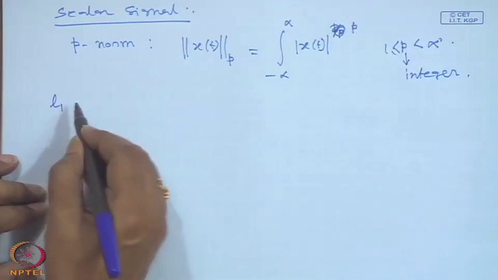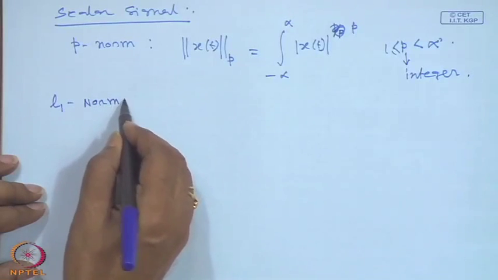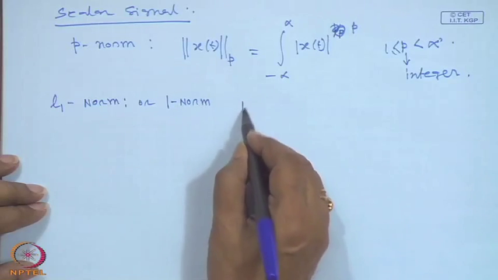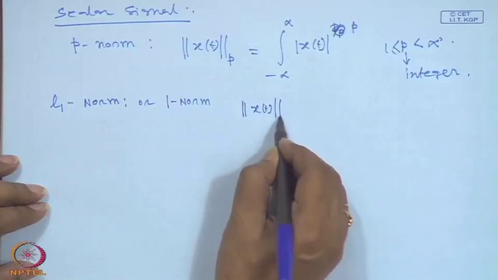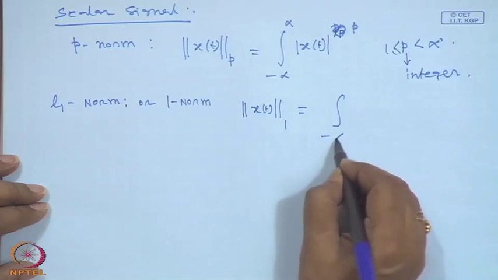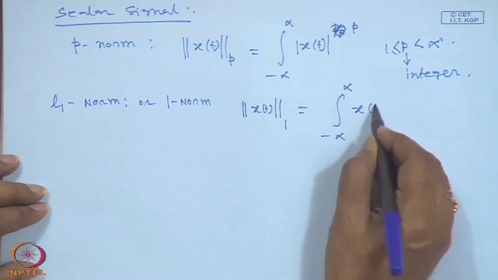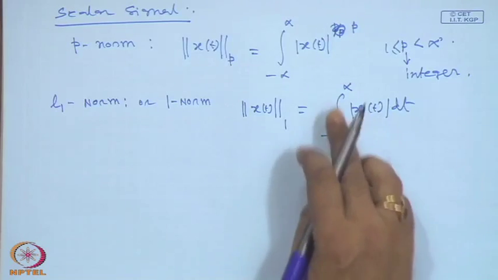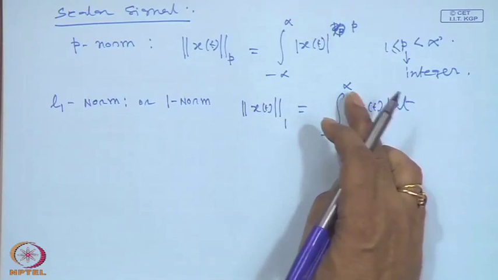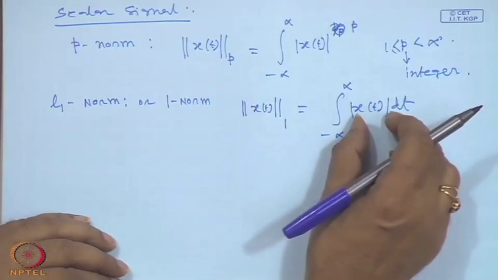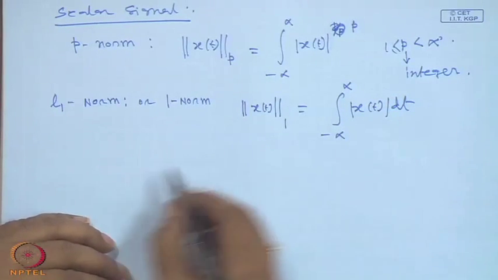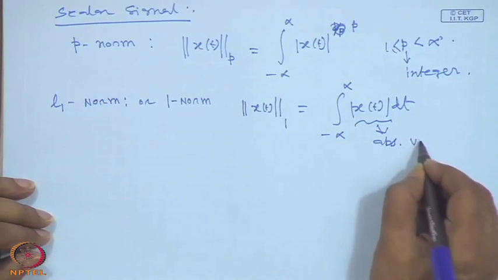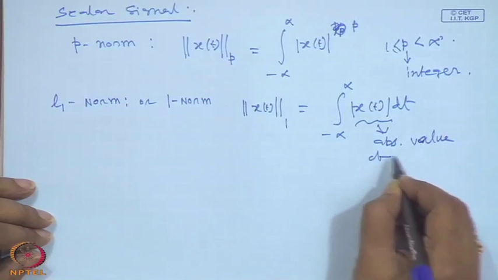So, the L1 norm in the signal case, or we can simply call it the one norm, is the integral from minus infinity to plus infinity of the absolute value of x of t dt. So, this signal must be integrable over the period of minus infinity to plus infinity. The absolute value of this signal must be integrable.